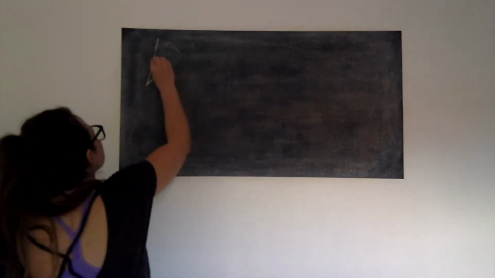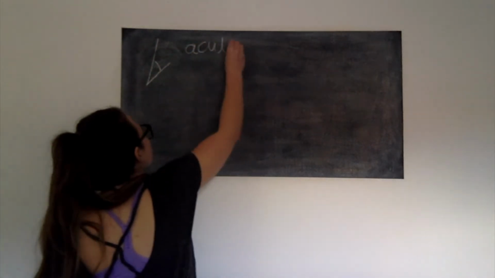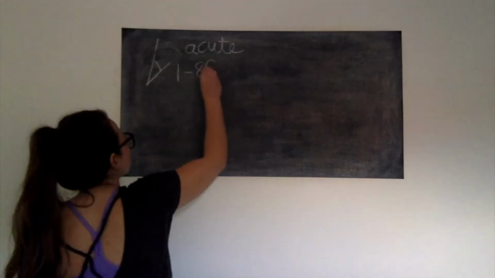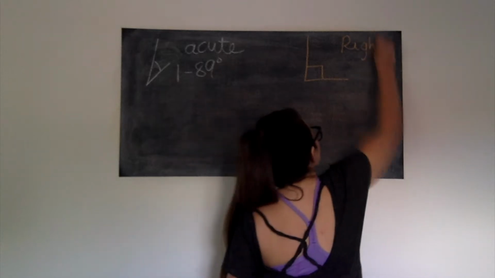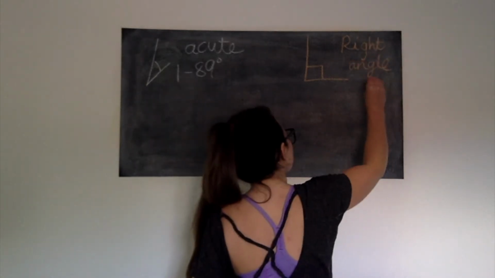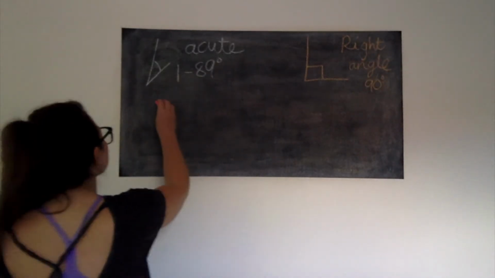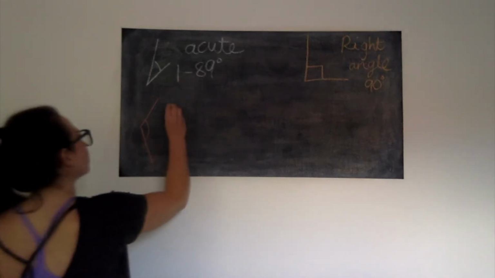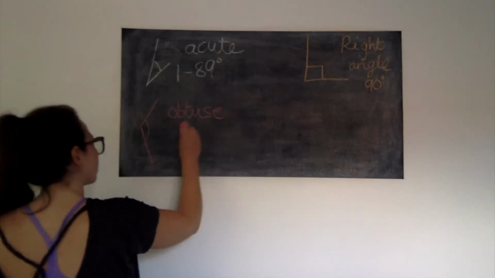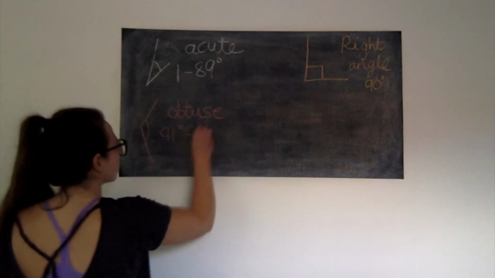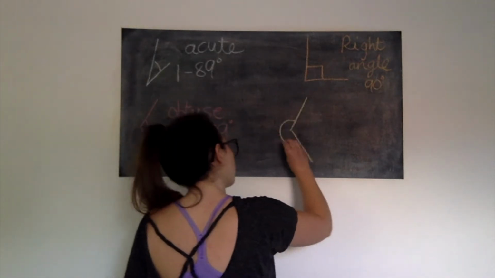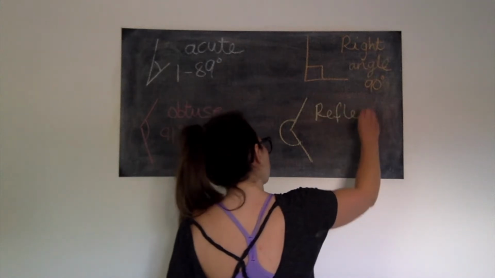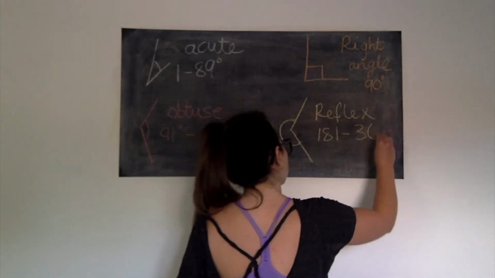Okay, so hopefully you remembered an acute angle is one that's less than 90, so between 1 and 89 degrees. A right angle is 90 degrees and it's shown by the square. Then we have an obtuse angle, which is bigger than a right angle, so between 91 and 180 degrees. Remember, that's our straight line. And then a reflex is bigger than 180, but no bigger than 360. That's a full turn, so 181 to 360 degrees.